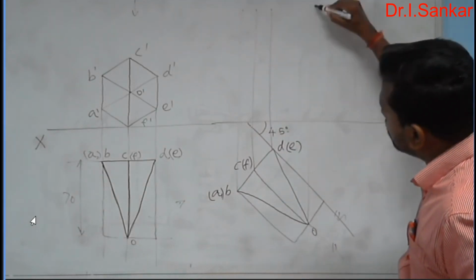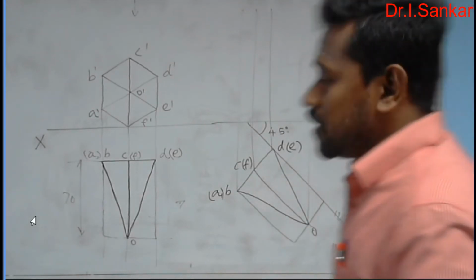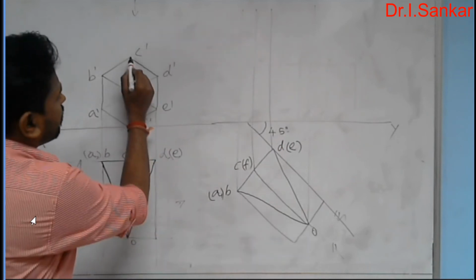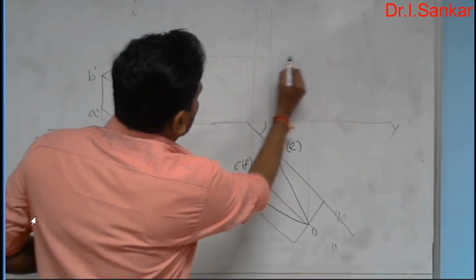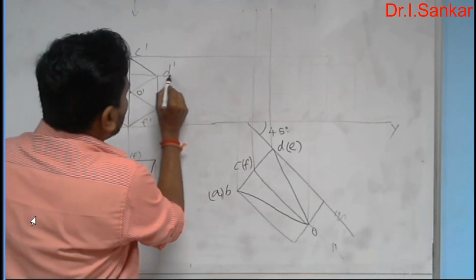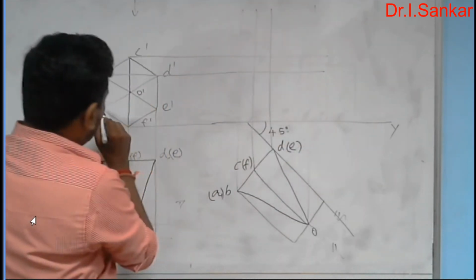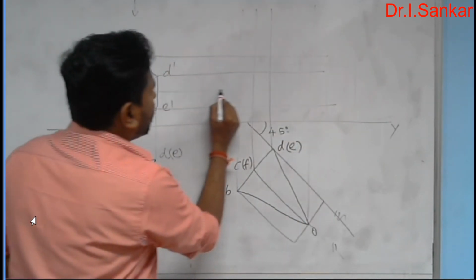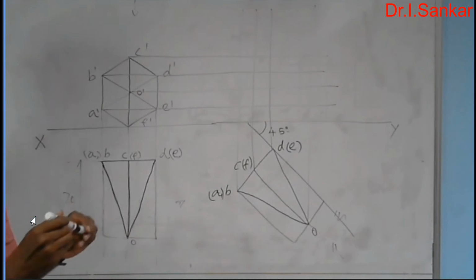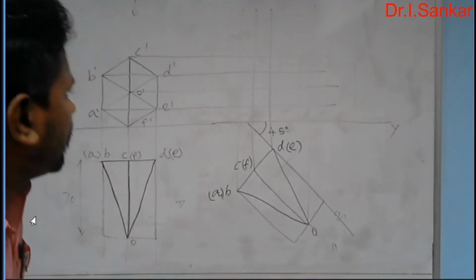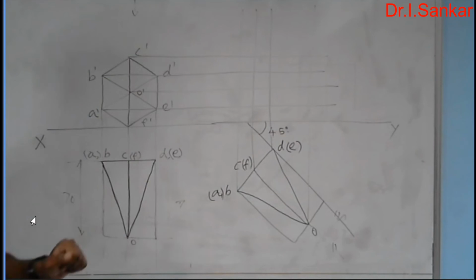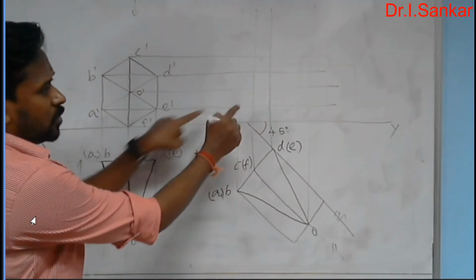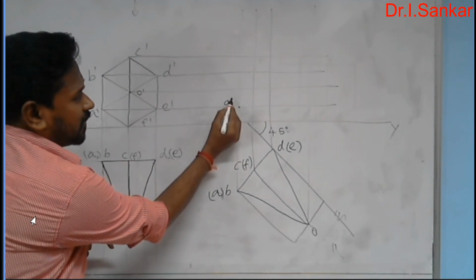Including the apex point. Now obtain the horizontal projectors from the previous front view. Now mark the cut points. So starting from A dash and A, both will intersect here. I can mark the final A dash.